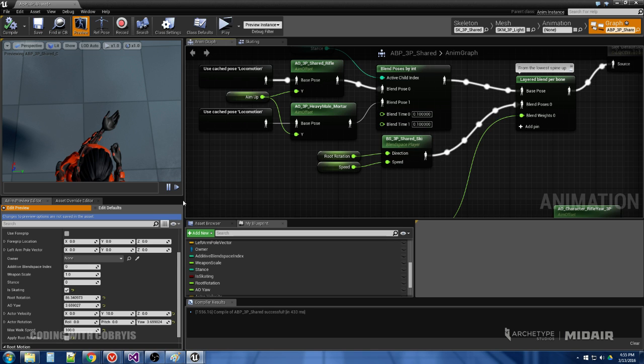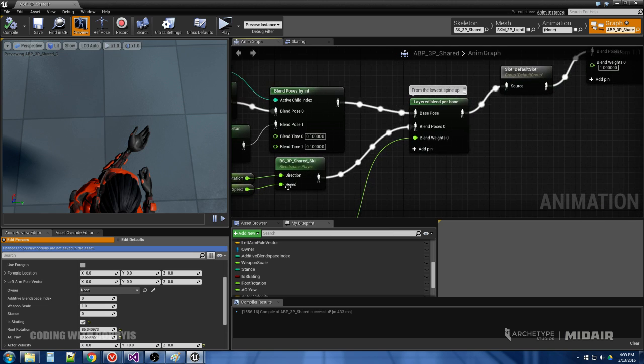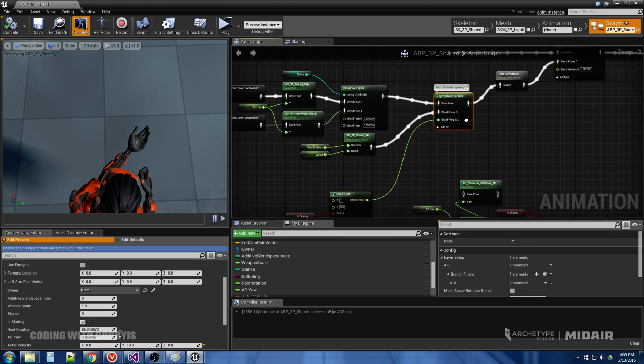Right, so we're trying to figure out why this isn't blending, why the upper body isn't happening.